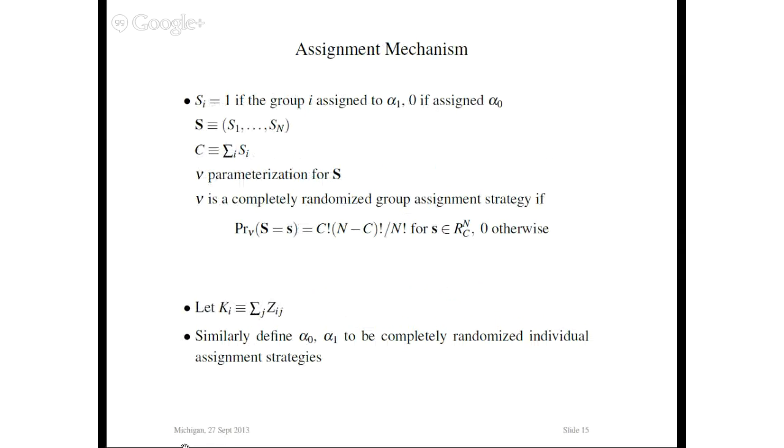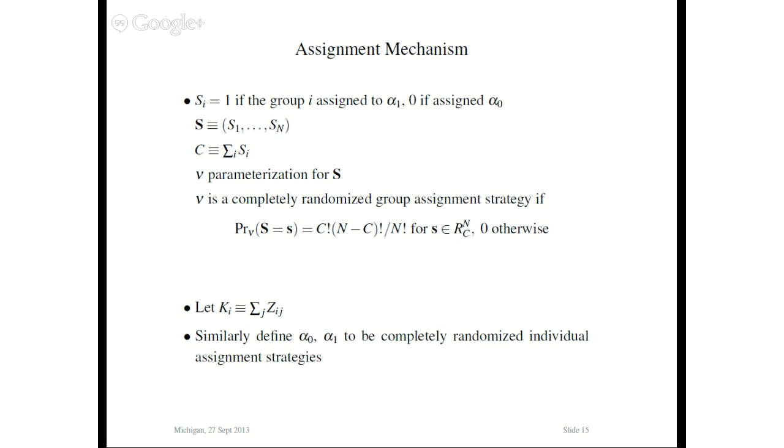And then corresponding to the first stage of randomization, remember we're randomizing groups first to different allocation strategies. We need some variable to indicate what we've assigned the groups to. So we're going to use S for that. S will be 1 if a group gets assigned an allocation strategy, which I'm just calling alpha 1, and 0 if it's assigned some other allocation strategy, which I'll denote alpha naught. S will be the vector of group level indicator variables. C will be the total number of groups assigned allocation strategy alpha 1. So this would be like the total number of schools assigned 50% vaccine coverage. Nu is the parameterization that governs S.